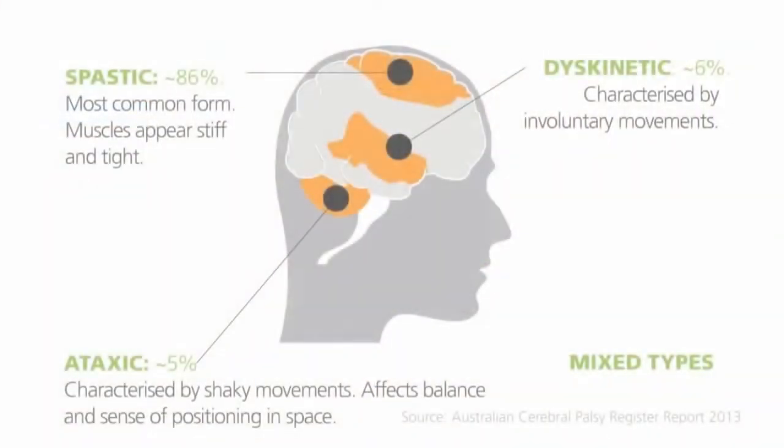Sometimes people have a mixed type of cerebral palsy. For example, some people have both spasticity and dystonia.